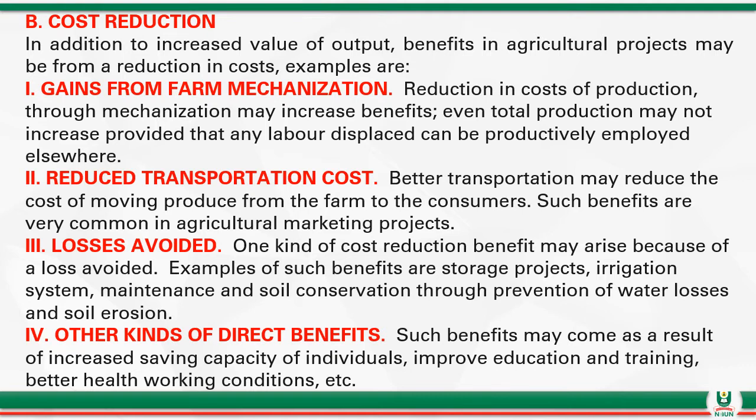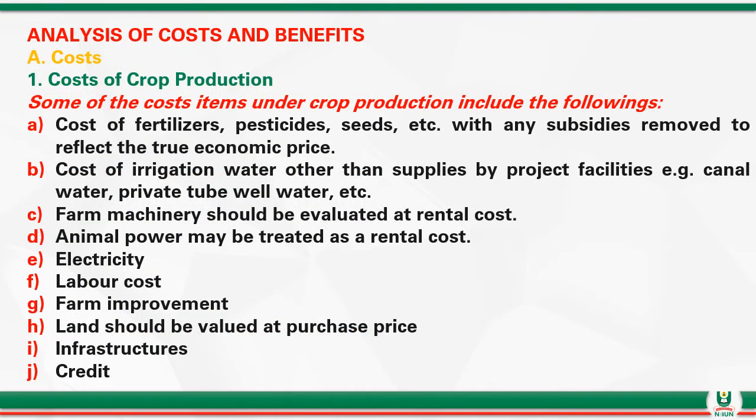Then other kinds of direct benefits. Such benefits may come as a result of increased saving capacity of individuals, improved education and training, and also better health and working conditions. Those are direct benefits too. Then we also have land, which should be valued at the purchase price. That is also a cost. Infrastructure use in the cost of production, as well as credit use. All these things are costs of crop production.